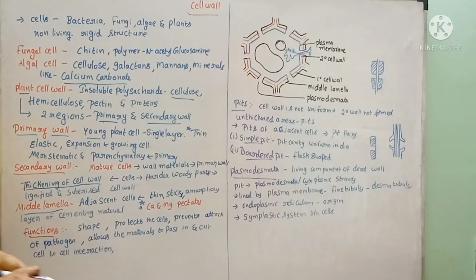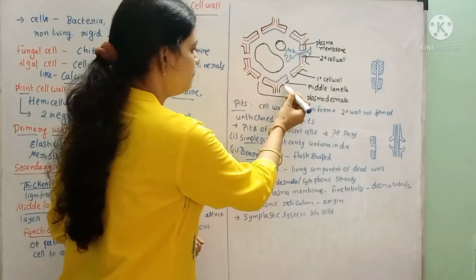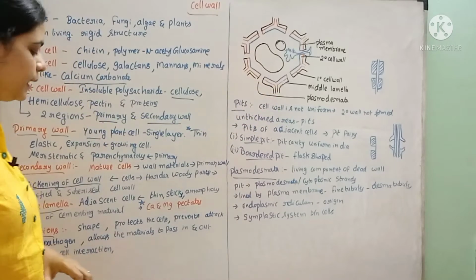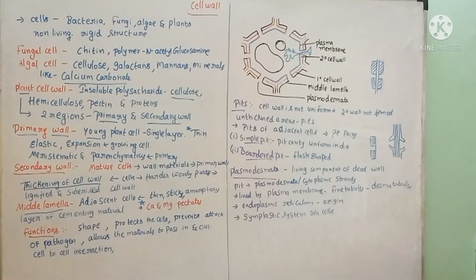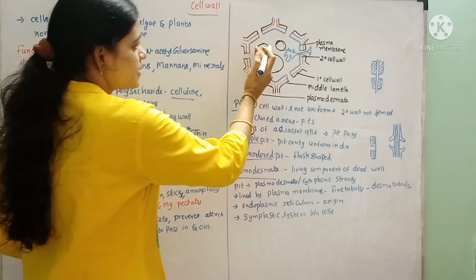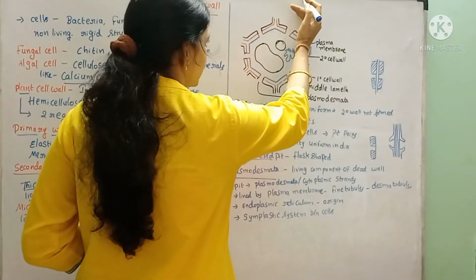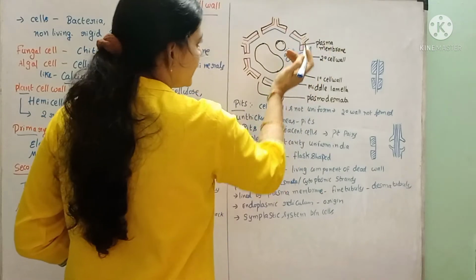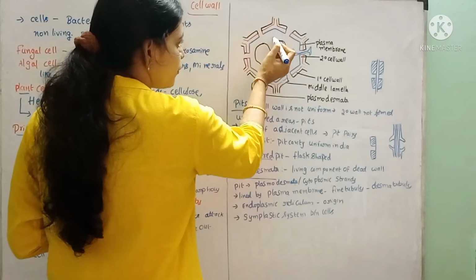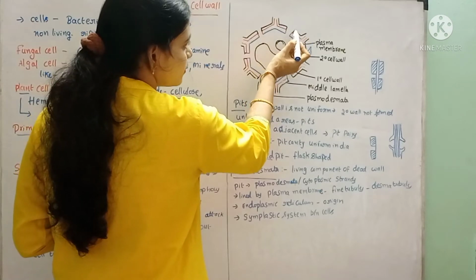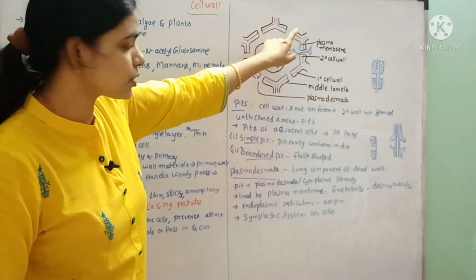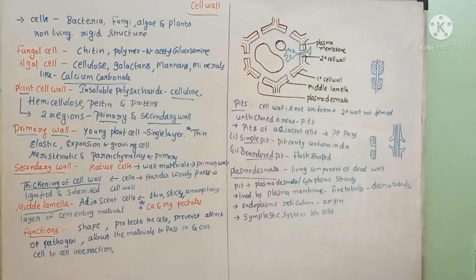And the next one is the middle lamella. This is the middle lamella. This black one is the middle lamella. It is present between two adjacent cells. This is one cell, adjacent to this there is another cell, and another cell. Like that, different cells are formed in the tissue, right? So between the cells, a layer of wall material is present, this black colored region. That is called the middle lamella.